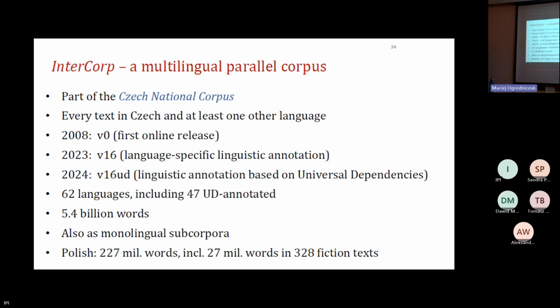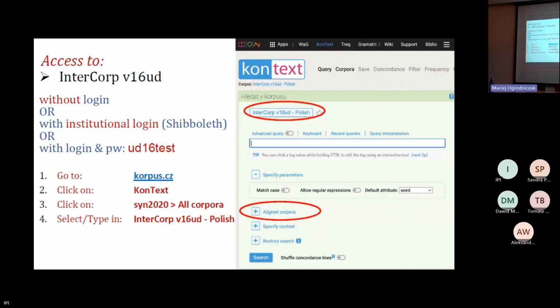For Polish, we have 227 million words, and there is a special part for many languages where we have texts which are somewhat better curated, where during the pre-processing more care is devoted to the alignment checking. This is mostly fiction, but also some non-fiction text. In Polish it is 27 million. You see that the other parts are much larger.